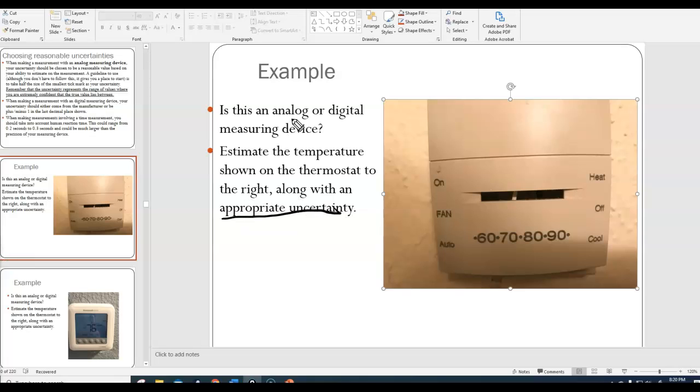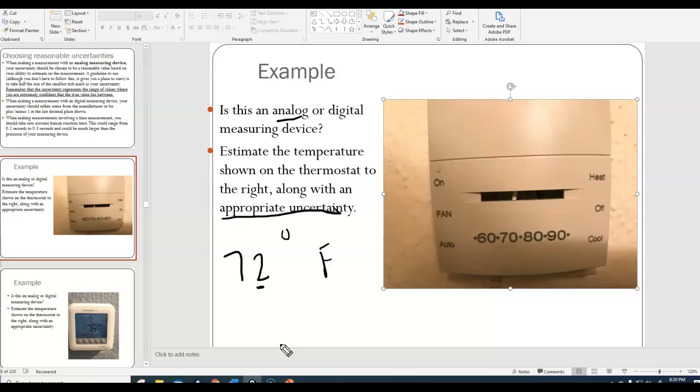Now, because this is an analog measuring device, I should start by writing down the digits that I'm certain about, and really the only thing I'm certain about is the 7. Okay, and then because it's an analog measuring device, I want to estimate on the last digit. Okay, now when I look at this, I'm going to say 72 degrees Fahrenheit, with the understanding that that 2 is uncertain.